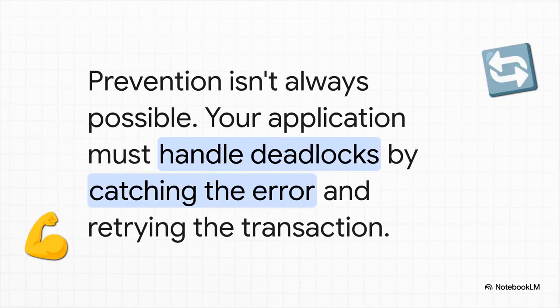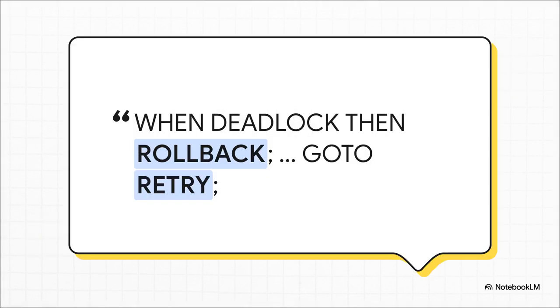But let's be realistic. Even with the best prevention strategies in the world, in a really complex, high-traffic system, deadlocks can still happen. So the next step isn't just about prevention, it's about building resilient code that knows what to do when a deadlock eventually shows up. The solution is this really powerful pattern called retry logic. Now, the code might look a little complicated, but the idea is actually super simple. You write your application to catch that specific deadlock error. Instead of crashing, it just pauses for a split second and tries the whole transaction again. By then, the other transaction has usually finished, the coast is clear, and the second attempt just sails right through.